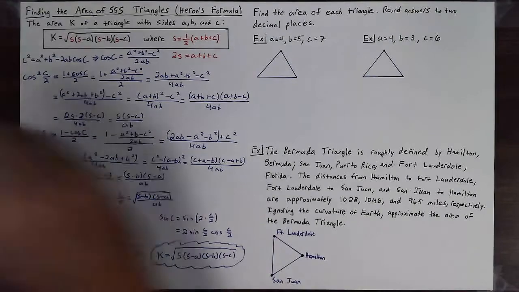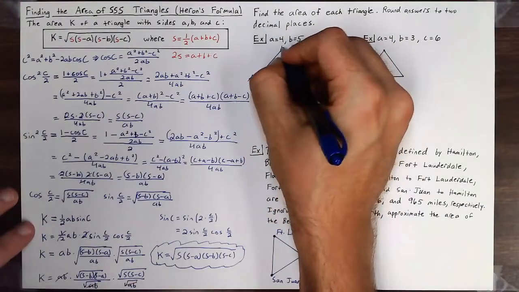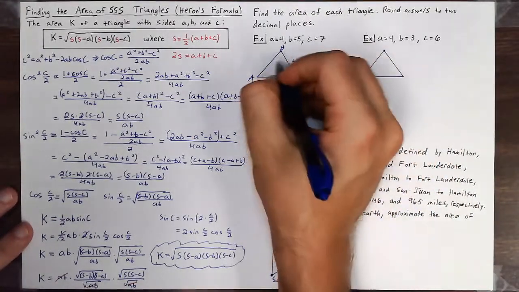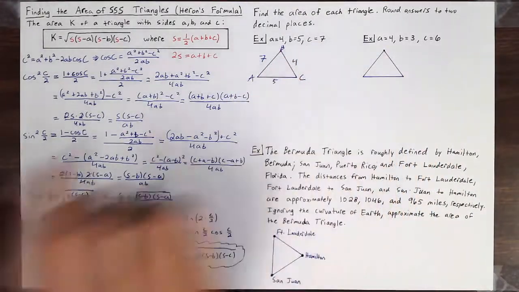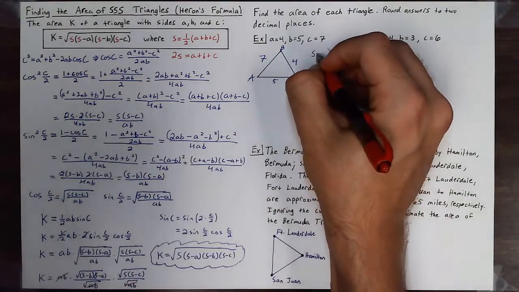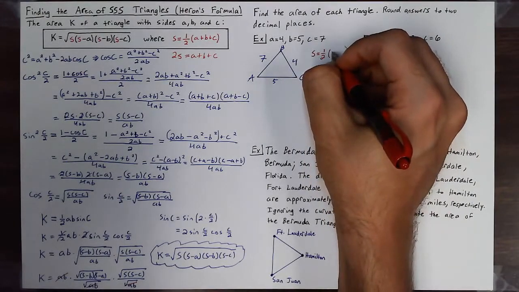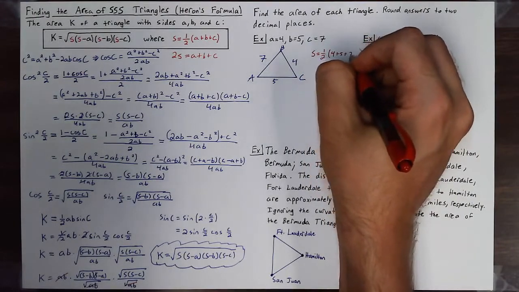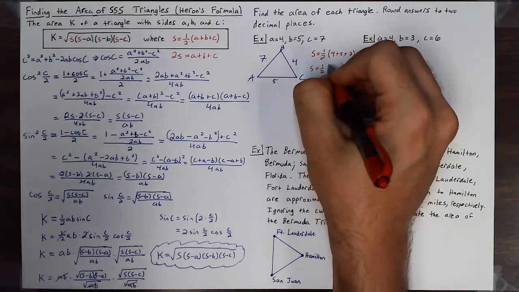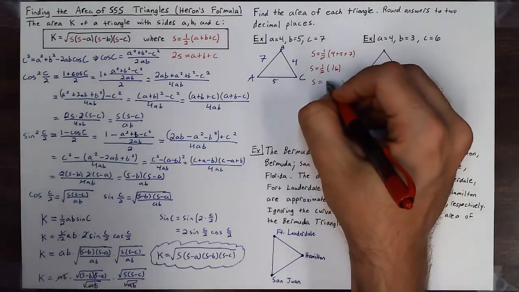So we're given 3 sides of a triangle. So we'll label it ABC. Side A is 4, side B is 5, side C is 7. And I can now find the area of the inside by starting with S, which is equal to 1 half of all the sides added together. So 4 plus 5 plus 7, which would be S is equal to 1/2 of 12 plus 4, which is 16. So S is equal to 8.